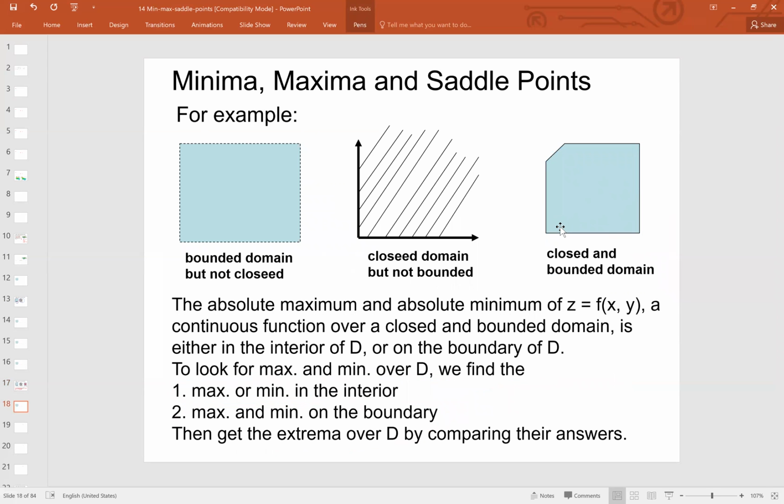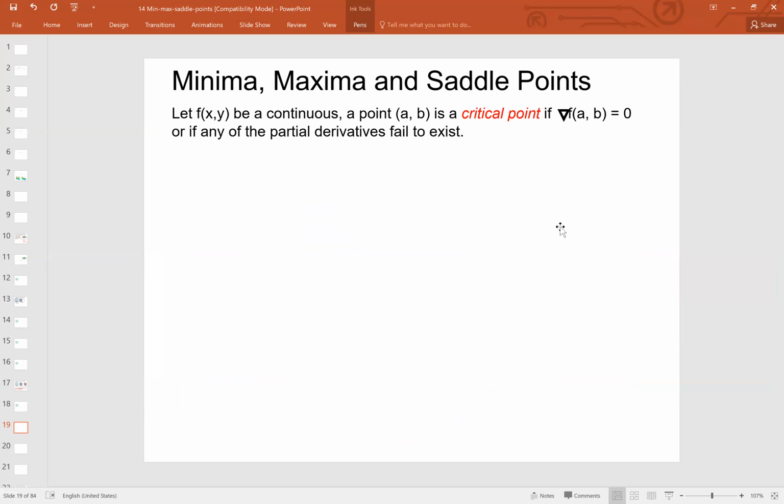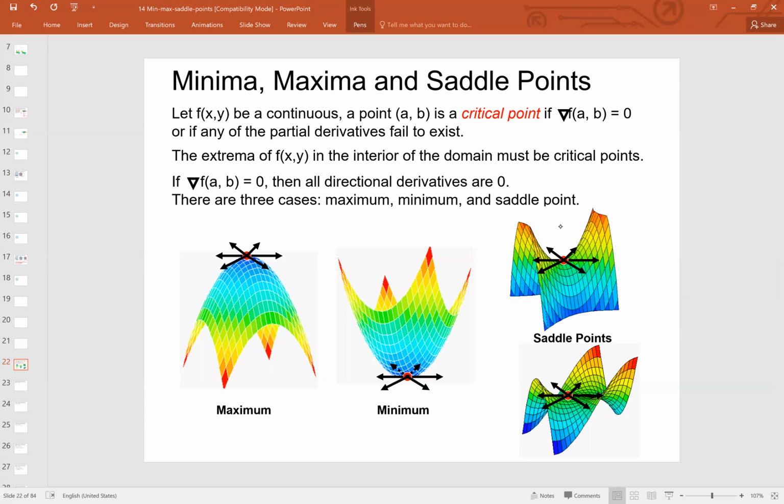Let's look at the interior. To find the extrema in the interior, that's where the partial x and partial y are equal to 0, because that's where the tangent plane is going to be horizontal. And these are the possible pictures where the tangent plane is horizontal: maximum, minimum, or saddle points. And here are slightly different types of saddle points. Okay. And these I shall call a two pass.